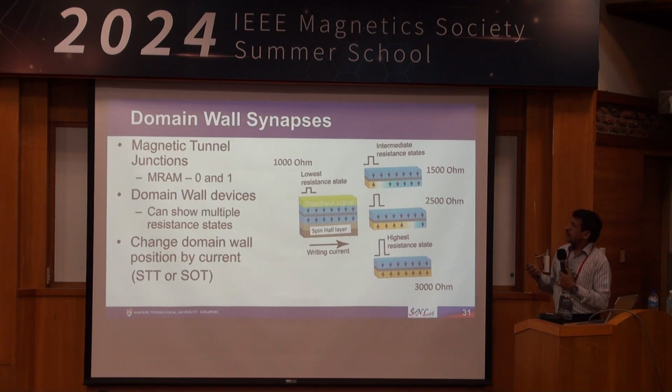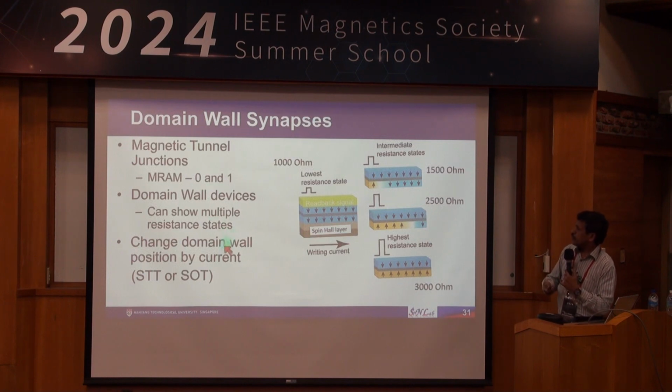Then to prepare synapses, we cannot use the MRAM kind of thing because that can only store 0 or 1. But we'll have devices which will look something like this. So we have a reference layer, we have a free layer, and in the free layer, the domain wall can be moved from one end to the other end. And depending on whether you have a fully parallel state, a fully anti-parallel state, or intermediate states, we can have different resistances. And this is what we want for neuromorphic computing applications.